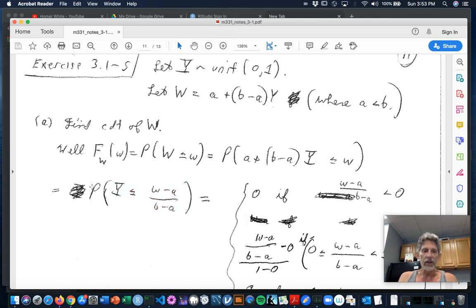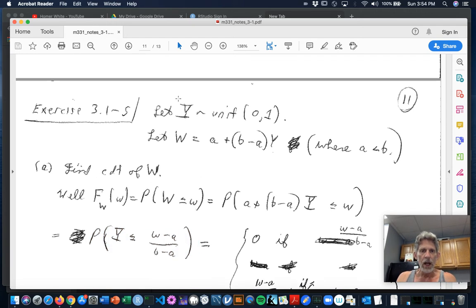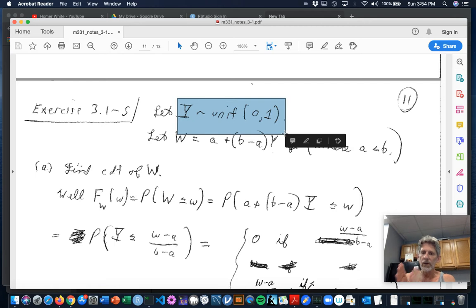And I can find this probability because that expression is just asking for the chance that capital Y is less than or equal to a number. It's asking for a CDF value, and I know the CDF for uniforms. So I think for a little bit. My capital Y is a uniform 0, 1, okay?